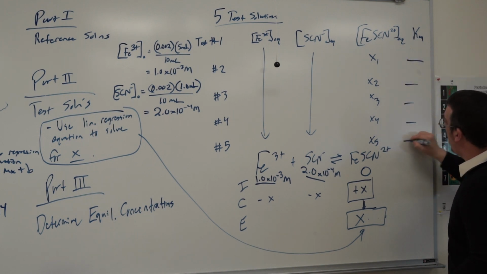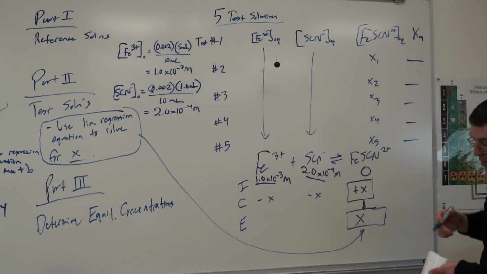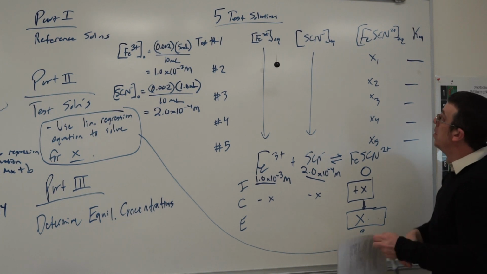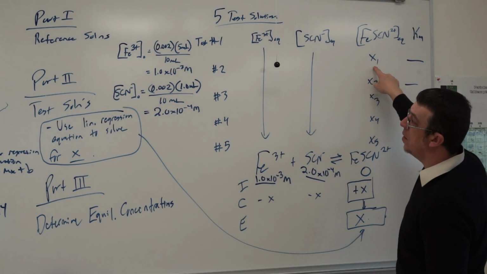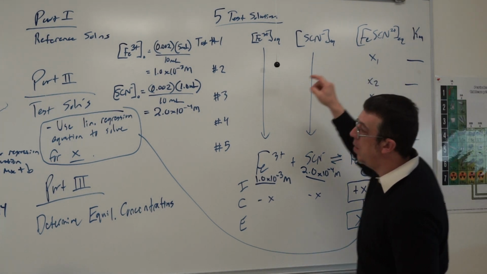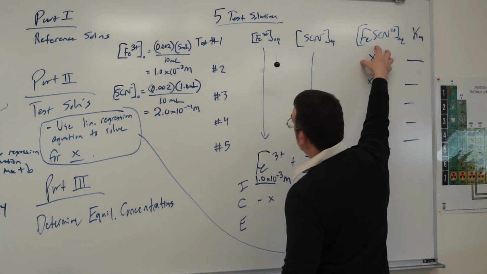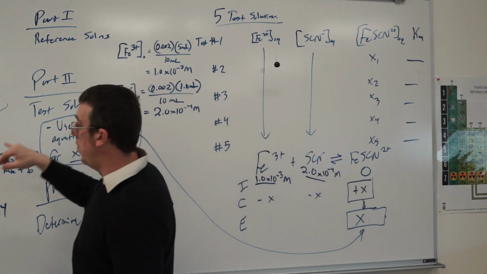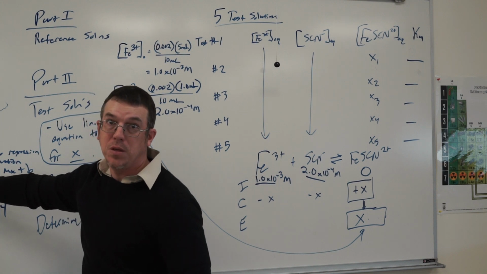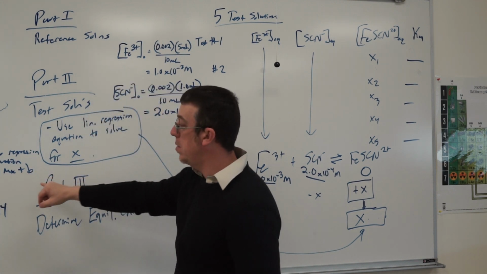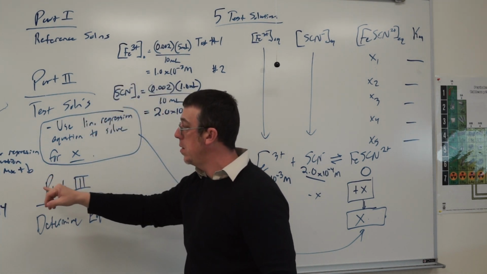And since there are 5 of those, we'll have 5 different values. Hopefully they'll be the same though. So this equilibrium concentration, I should say, comes from the value that you determined from your linear regression equation. Okay? So you have to use that y equals mx plus b to do this.